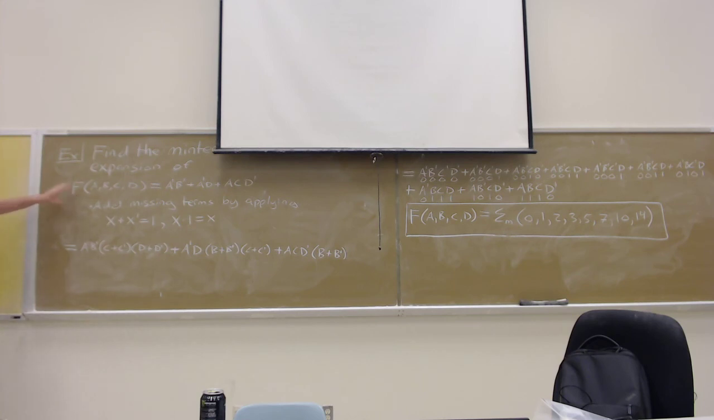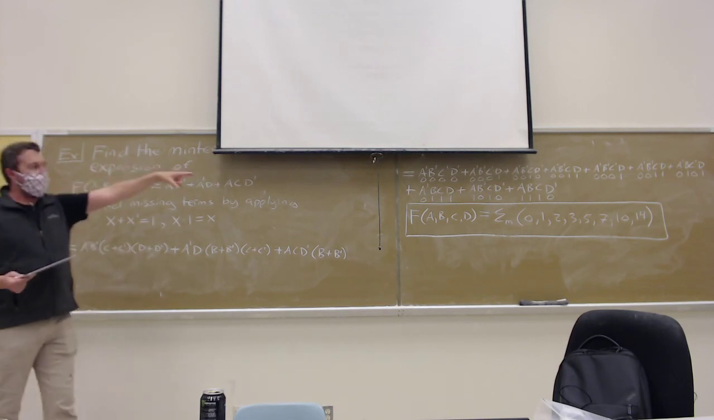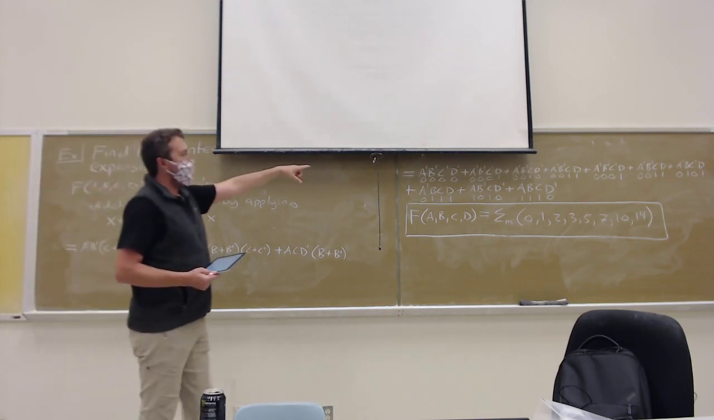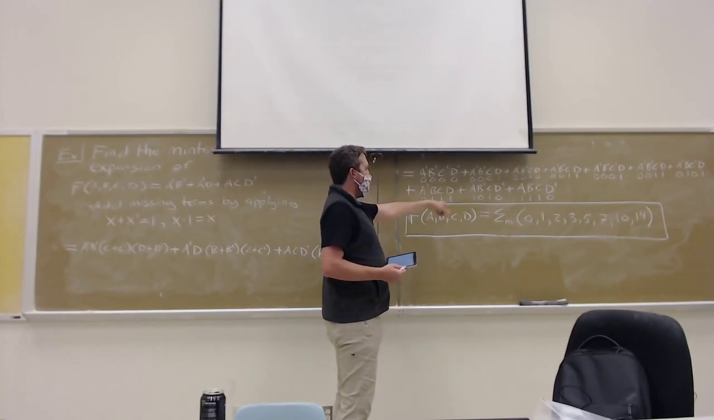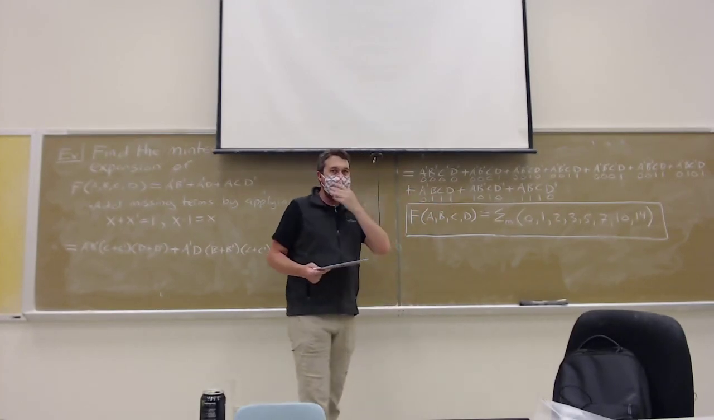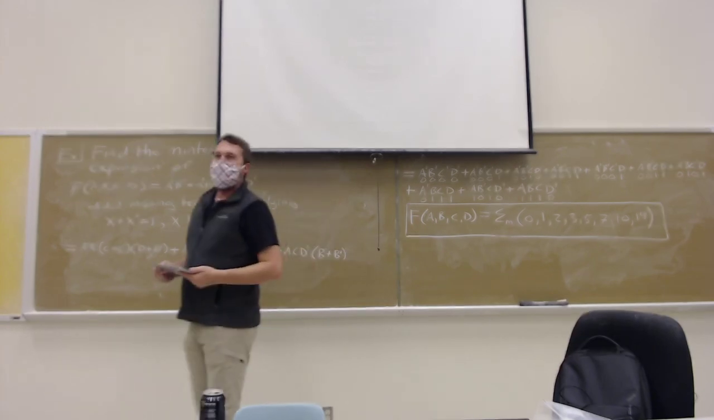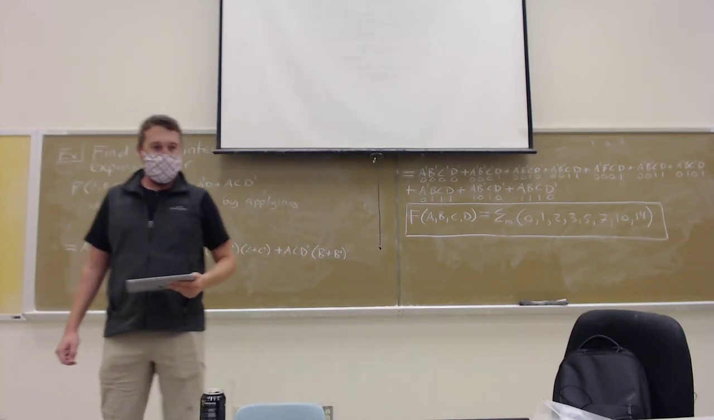To recap that process, you start with the function, you figure out what your missing variables are, you AND them back into the expression by using the variable or its inverse. You distribute that monster out to get this long, long sum of products expression. Then you label all of them and you figure out what you got. Any questions about that?